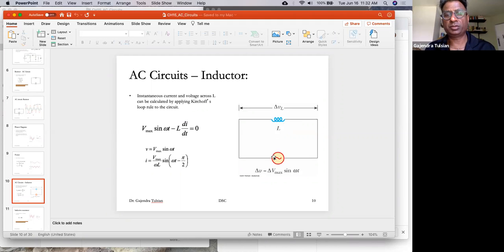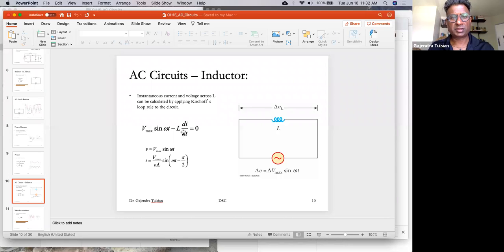Now here is a complete loop, and one of Kirchhoff's laws says the sum of the voltages across all elements in this loop add up to 0. So the voltage across the source is V max sine omega t. The voltage across the inductor is minus L di by dt. So here is this differential equation that you get. This differential equation describes the behavior of this circuit, and you got it from Kirchhoff's laws.